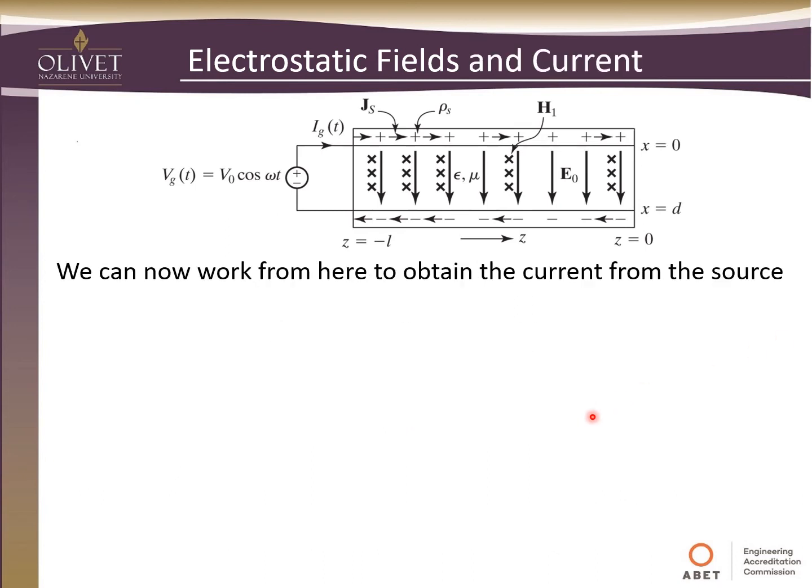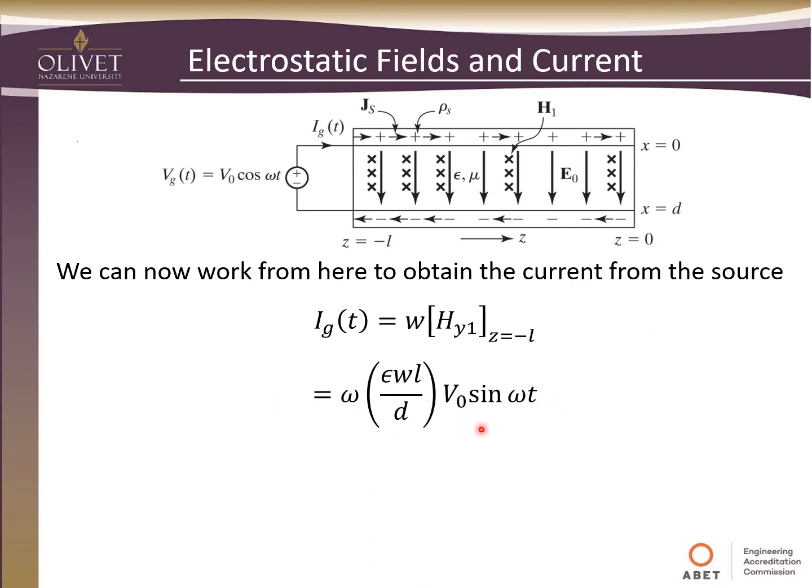So we can now work from here to obtain the current from the source, so this current density. So we have this I_G, it's what's coming from our source, and it's just going to be the width times our magnetic field, first order approximation that is. When we plug those values in, you can see we come up with the capacitance times the time derivative of the voltage. And so in this case, we can just say that I is equal to j omega C, so we're using that phasor notation as we did back when we worked with those successive solution steps.